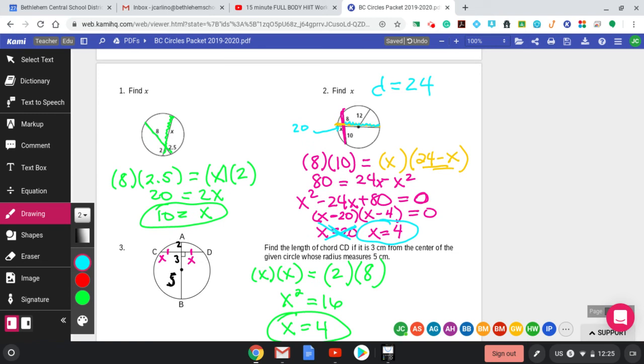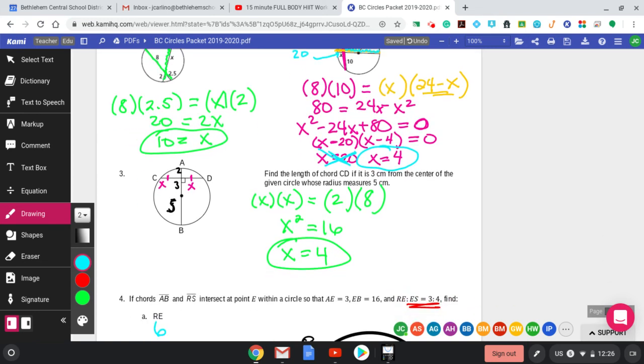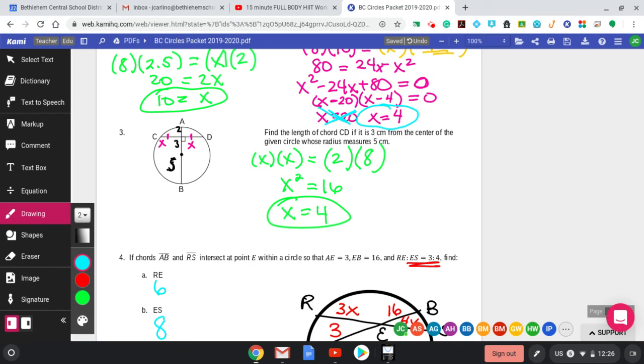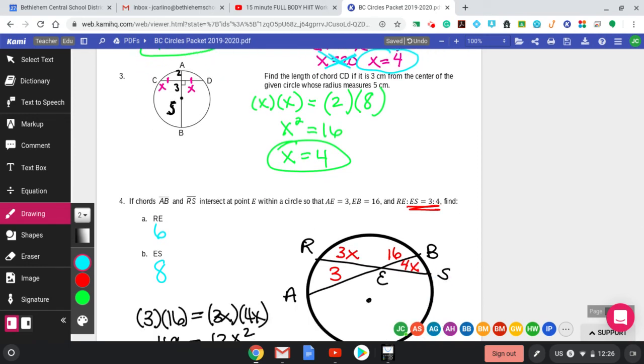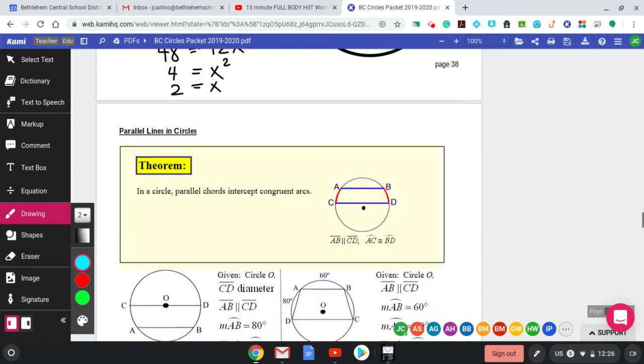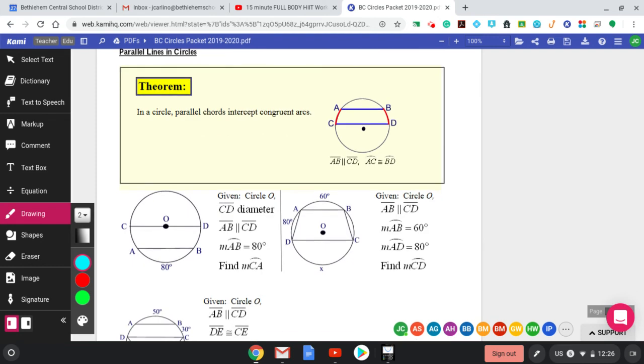I got one little thing I needed to add into this section here, but when you have two chords that intersect, the product of their parts are equal, okay? So real quickly, one more new theorem, and that deals with, we're still dealing with chords, so that's why I fit it in here. If you have two chords that are parallel to each other, okay, two chords that are parallel, their arcs are congruent.